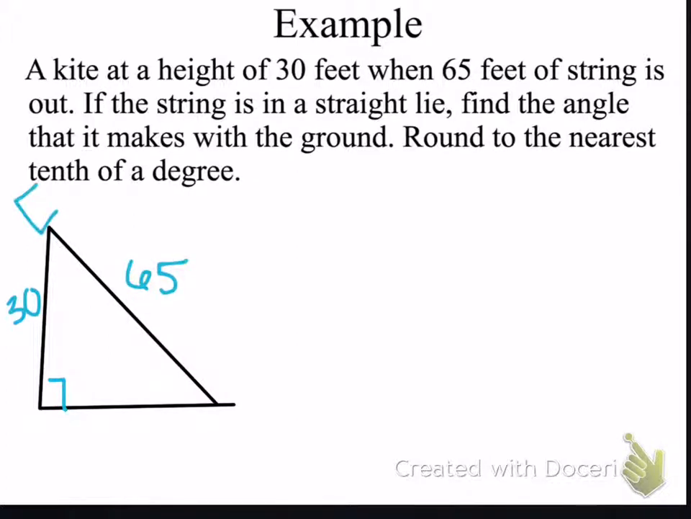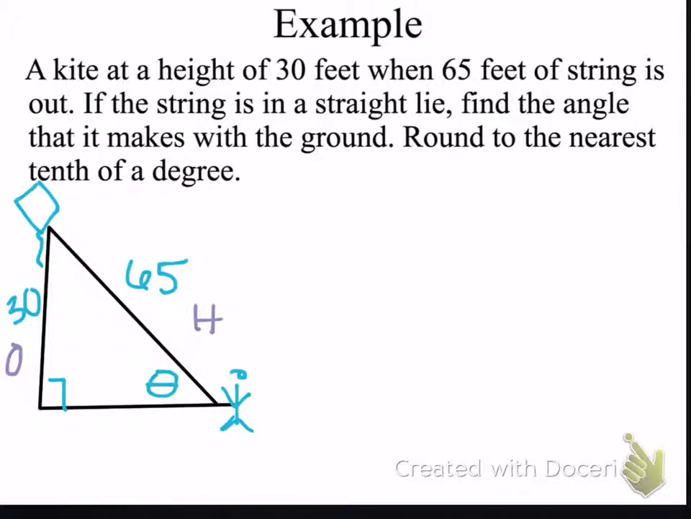So here would be your kite. And here would be the person standing at the ground holding the kite. And they want to know, find the angle that it makes with the ground. So I'm looking for this angle right here. So based on this information, I'm looking for the opposite and hypotenuse.